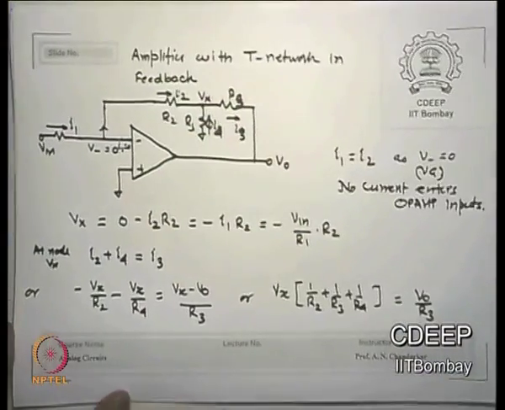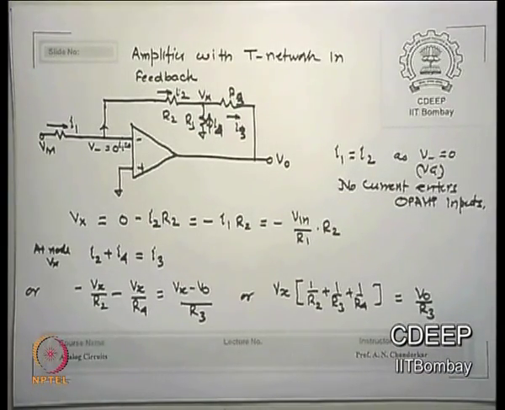So in some way, if you want to improve gain, you will require R2 to be higher, but you do not want R2 to be too high. Is that correct? So what do I do? Here is the solution. You replace your R2 by a T network. Is that clear to you?